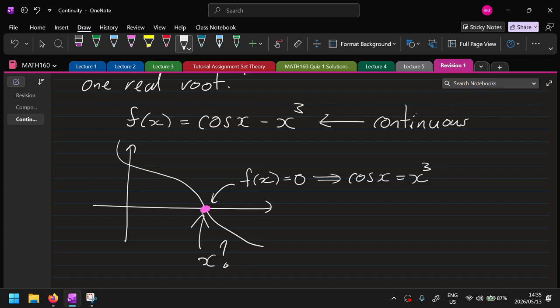Right, so it does something like this. We know that. So we just want to show that at this point, whatever it might be, this function value takes the value 0.